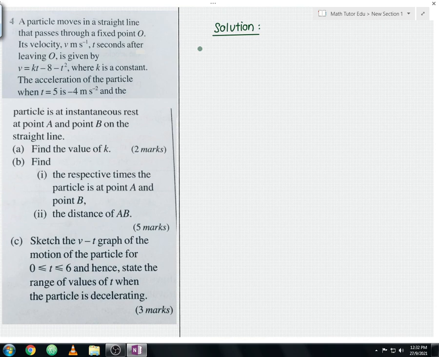Now I'll be discussing Form 5 Additional Mathematics, Chapter 8 Kinematics in a Straight Line, Long Question Example 2.